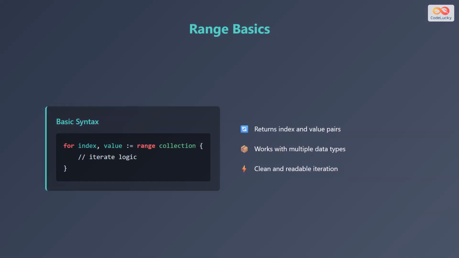Let's start with the basics of the range keyword. The basic syntax of a for loop with range is as follows: for index, value := range collection. Here, collection is the data structure you want to iterate over. During each iteration, the index variable will hold the index or key, and the value variable will hold the corresponding value from the collection. The range keyword returns index and value pairs. It works with multiple data types and enables clean and readable iteration.